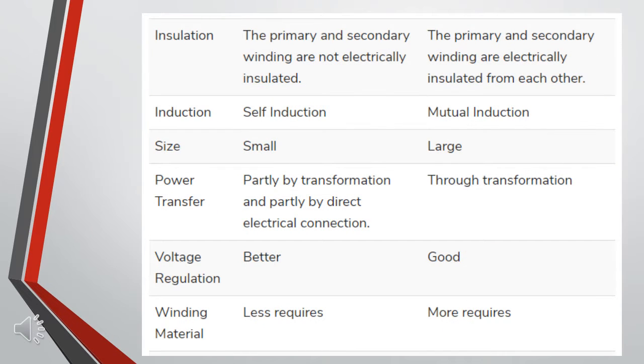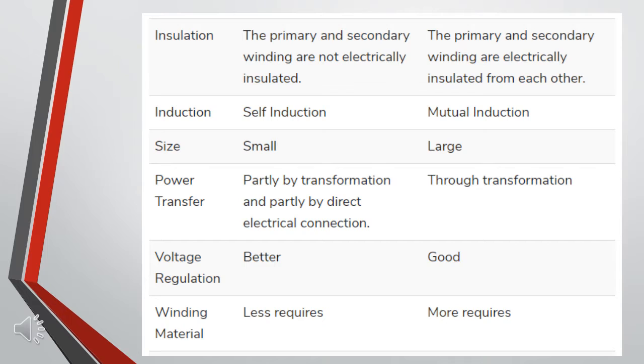In terms of insulation naman, so dahil nga ang autotransformer has only one winding, yung primary and secondary winding nito are not electrically insulated. And dun sa conventional transformer, the primary and the secondary winding are electrically insulated from each other because yun nga, yung dalawang winding are separated, which means the primary and the secondary are actually separated from each other.